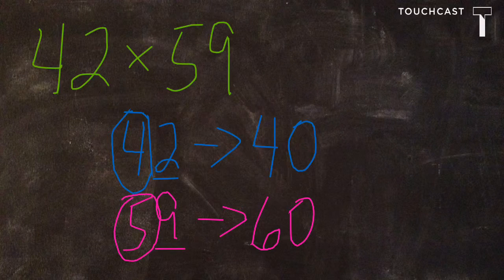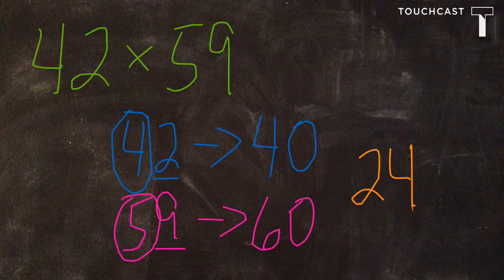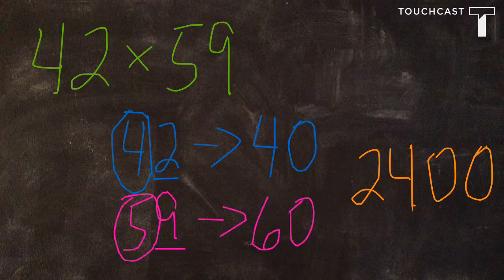And that's going to be done mentally. So 4 times 6 is 24. But since those are both 10s, we know a 10 times a 10 is 100. So we have zeros in our ones place and our tens place. So the estimate for 42 times 59 ends up being 40 times 60, which is 2,400.